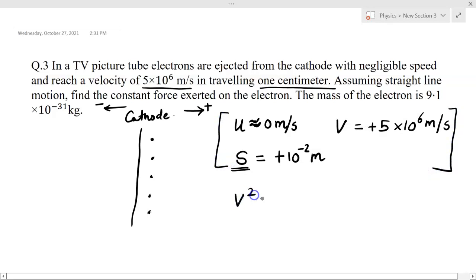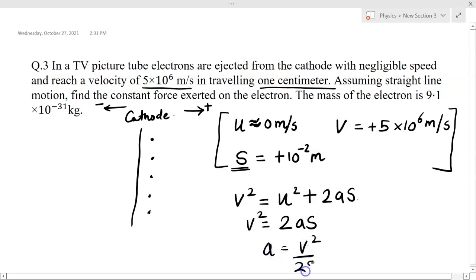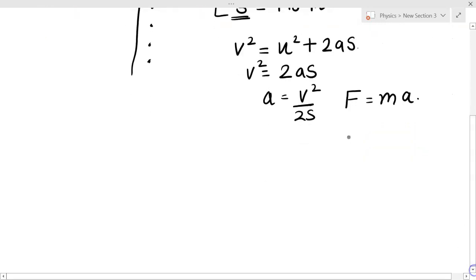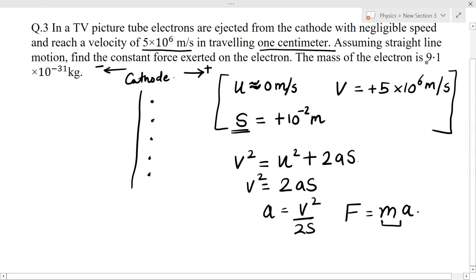It is simple. We will use v square is equal to u square plus 2as. Now your initial velocity is 0. So I will just write 2as is equal to v square. Now a is equal to v square by 2s. So this is our acceleration. But now we want to know what is force. So force is equal to mass times acceleration. In this case we have to put the mass of electron, and it is given that the mass of electron is 9.1 into 10 to the power minus 31 kg.